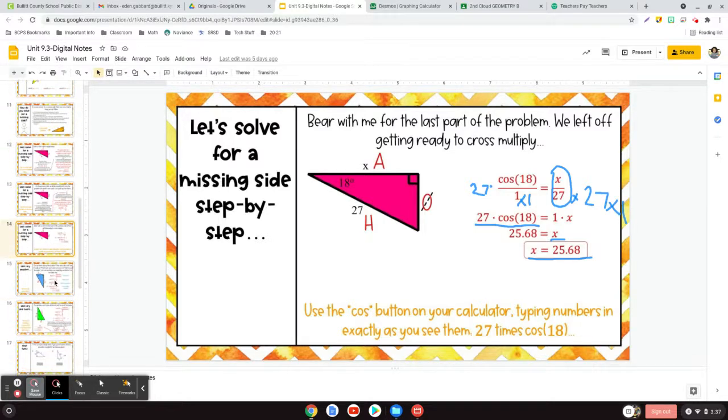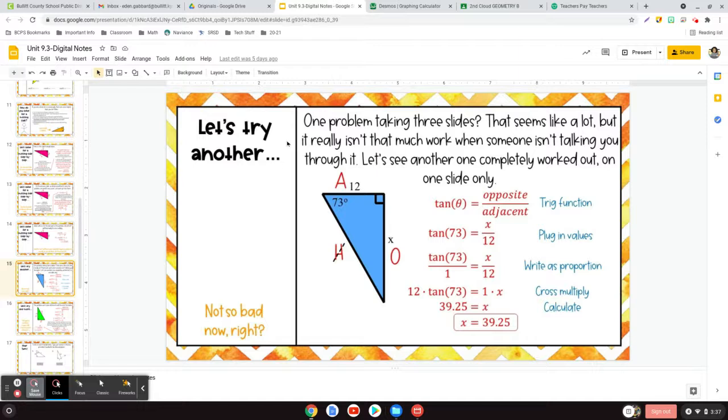All right, so let's look at our next example. It says one problem taking up 3 sides. Yeah, that does seem to be a lot, but it's not really. Let's look at what this looks like, and we don't have to walk out every step by step. So we're still going to follow our steps. So we have our triangle. Our first thing that we need to do is label our sides.